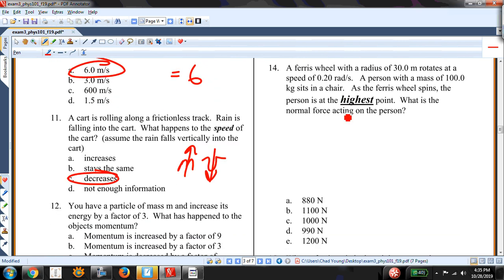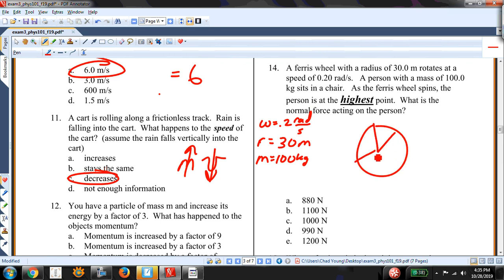A Ferris wheel with a radius of 30 meters rotates at a speed of 0.2 radians per second. So omega equals 0.2. It's already in radians, that's good. The radius is 30 meters. The mass is 100 kilograms. And I want to know what is the normal force acting on the person. So this is my Ferris wheel. I have a person at the top. The force is acting on that person.